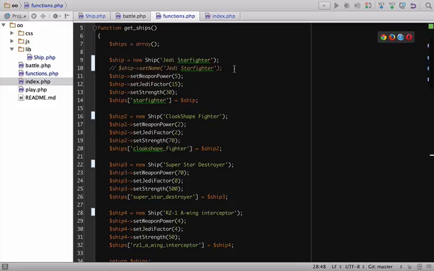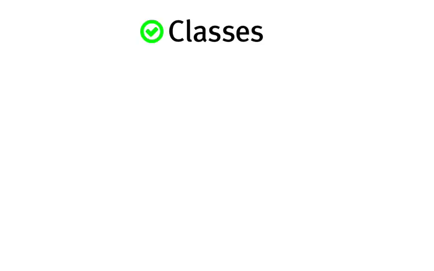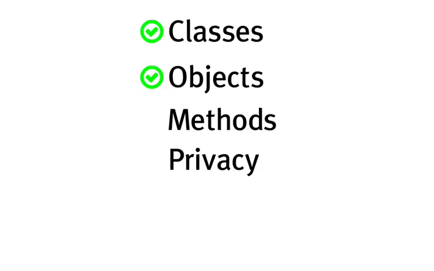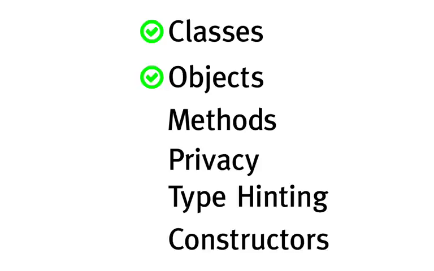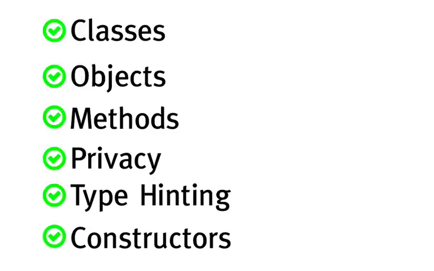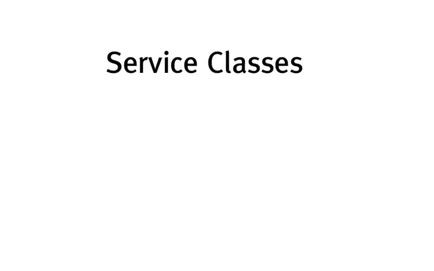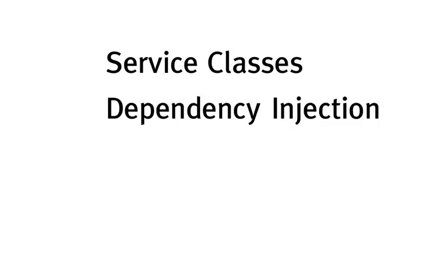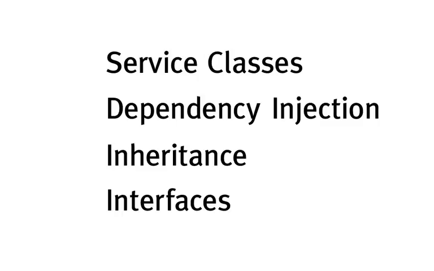And guess what? You just learned the fundamentals of object-oriented programming. Classes, check. Objects, super check. Methods, privacy, type hinting, constructor, and other stuff? All old news now. And there's even more great stuff to learn, like service classes, dependency injection, inheritance, and interfaces. These will make you even more dangerous, and will also help you understand the outside libraries that you use every day.